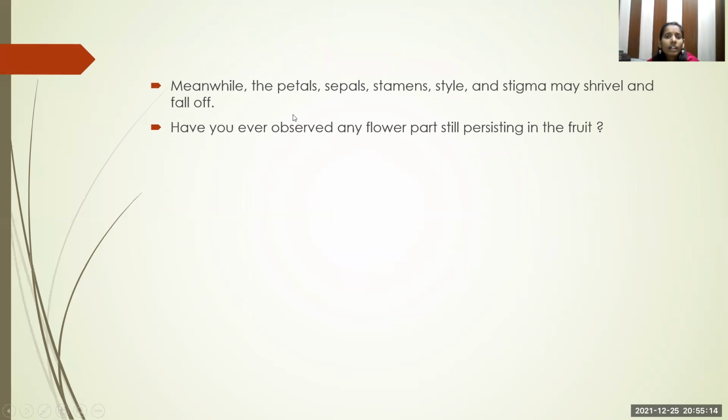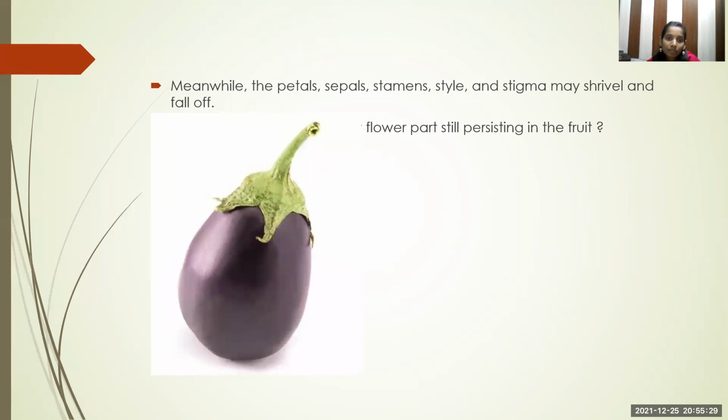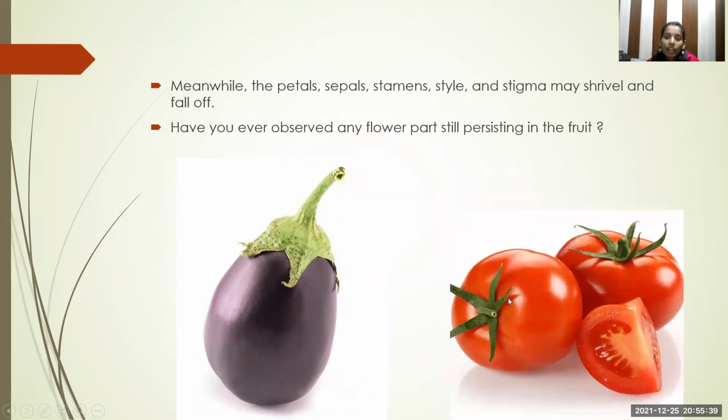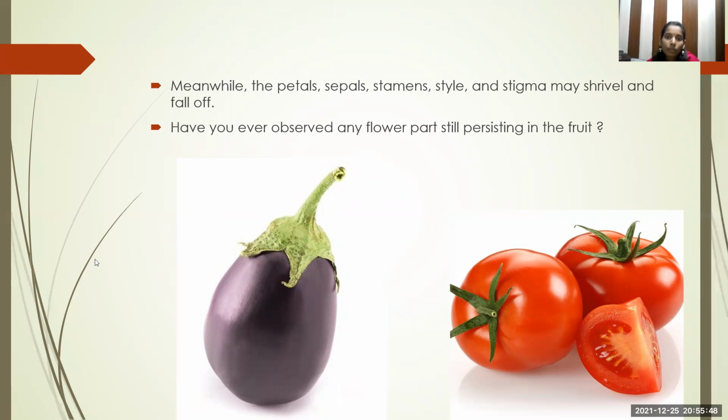Meanwhile, what happens? The other parts, petals, sepals, stamens, style, stigma, they fall off. But have you ever observed any floral part persisting in the fruit? Think. Very common example from our day-to-day life. See, this is brinjal. You can see the sepals are still persisting. Another example is tomato. In tomato also, sepals are persisting. Means the sepals, they do not fall off in the case of brinjal or tomato.